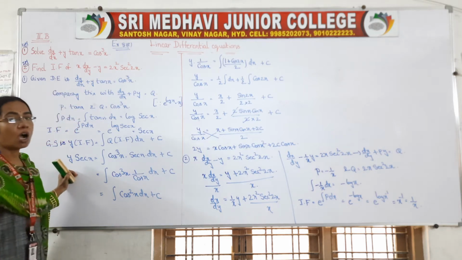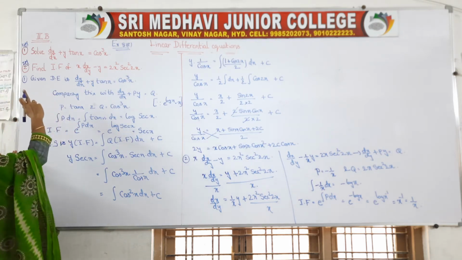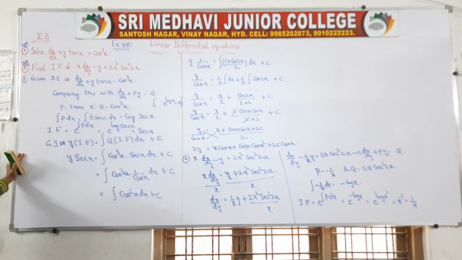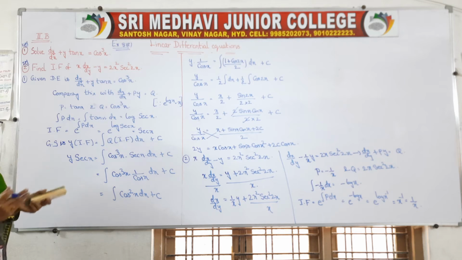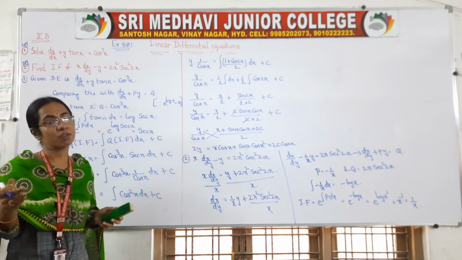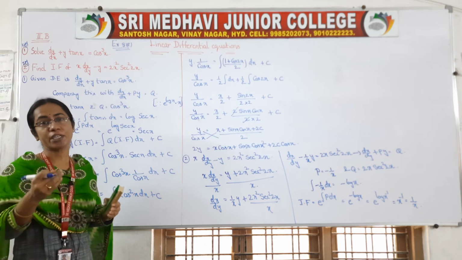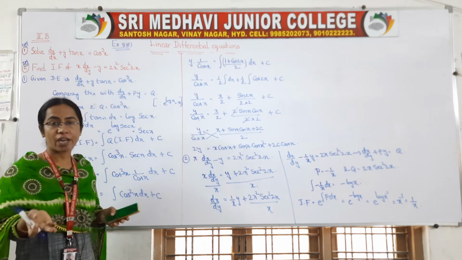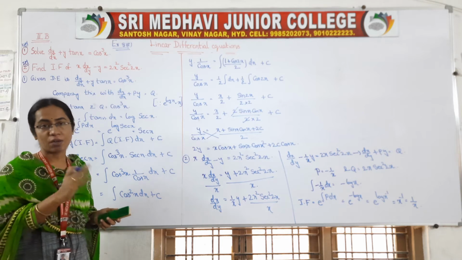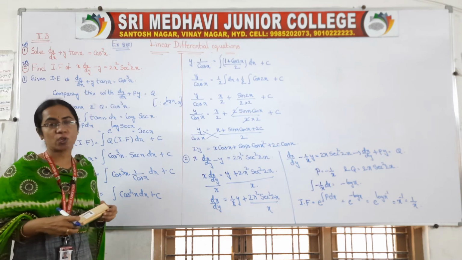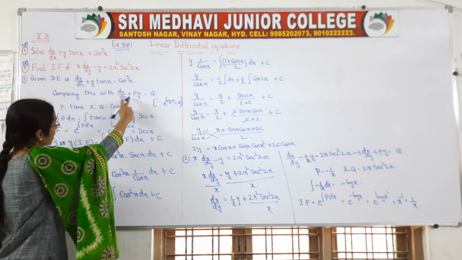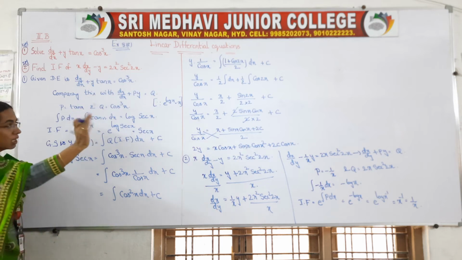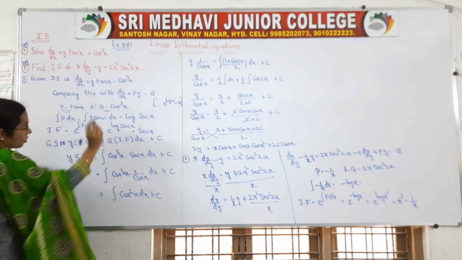So come on, now how can we solve this problem? First, solve dy by dx plus y tan x is equal to cos cube x. Comparing this, there is no need to change. Sometimes it will not be in the linear differential form, and we have to transform it into linear differential form. Then we have to find the P value, Q value, and the integrating factor. So here, just compare it with dy by dx plus Py is equal to Q form, then you will know your P and your Q.